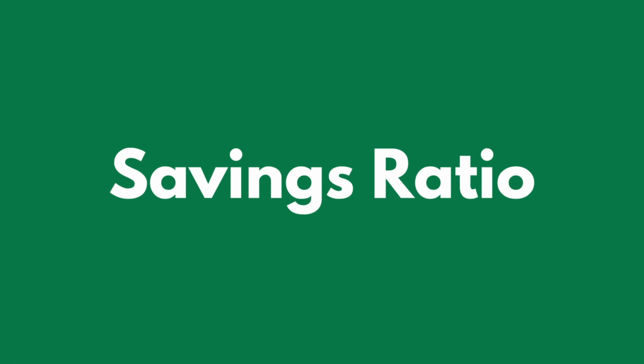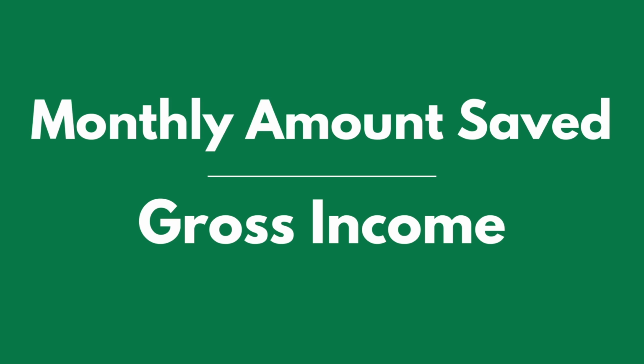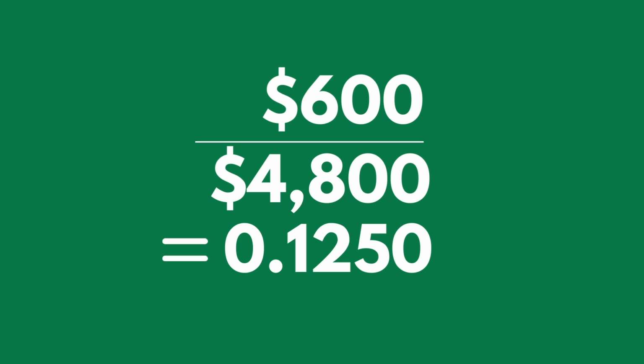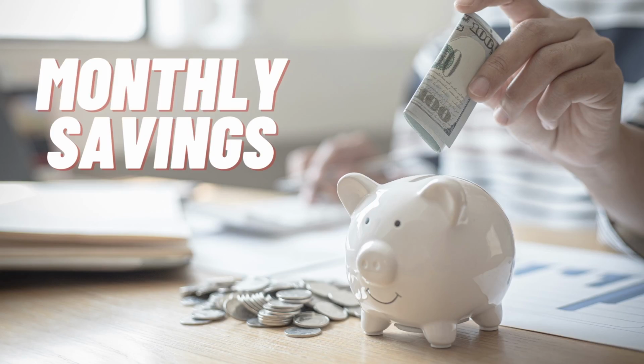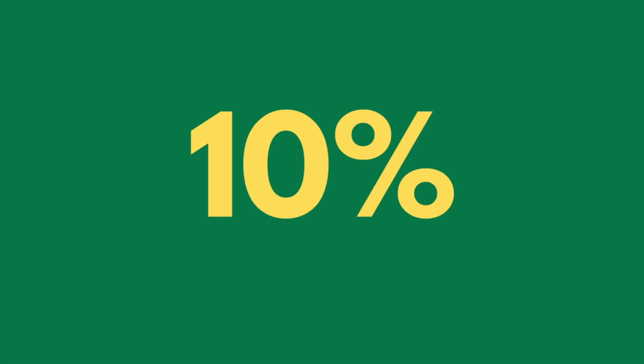Your savings ratio is the amount saved each month divided by your gross income. So if you're saving $600 per month and your gross income is $4,800 a month, that comes to roughly, again, 12%. That's a little bit more than what experts recommend when it comes to savings, which is 10%.